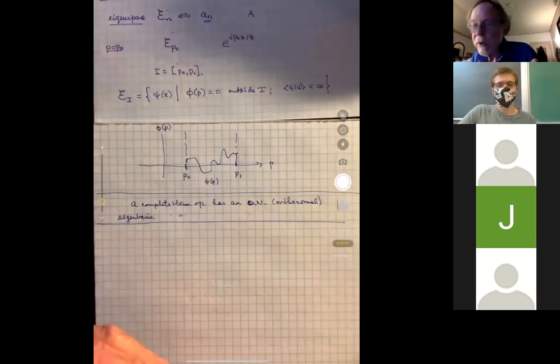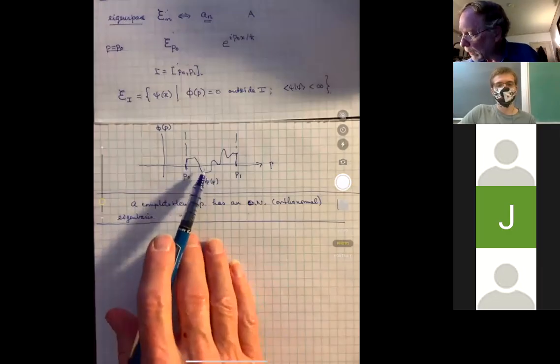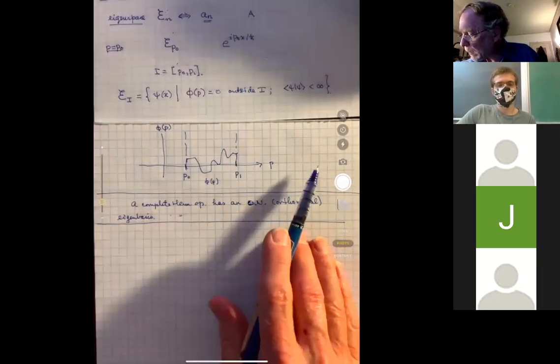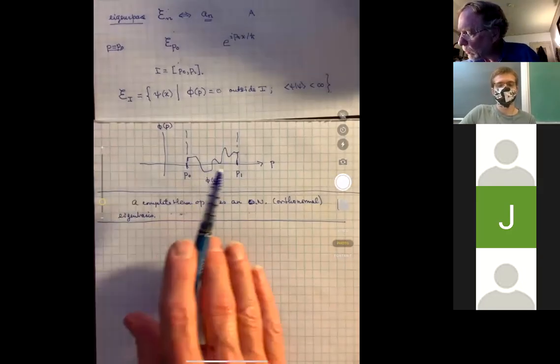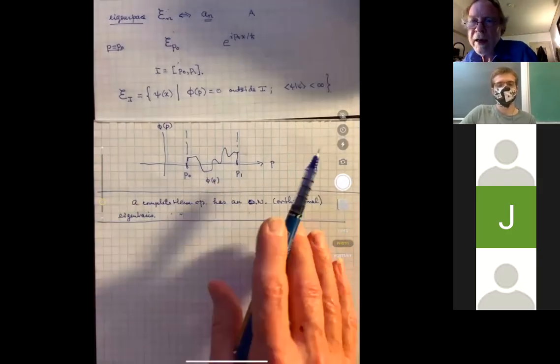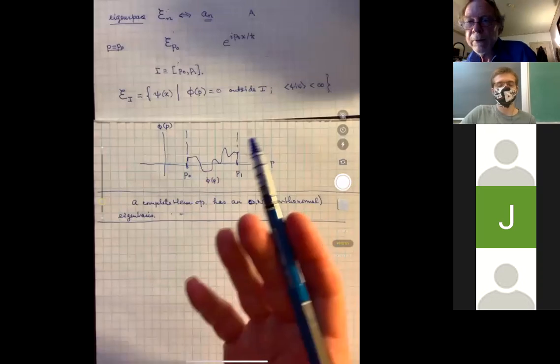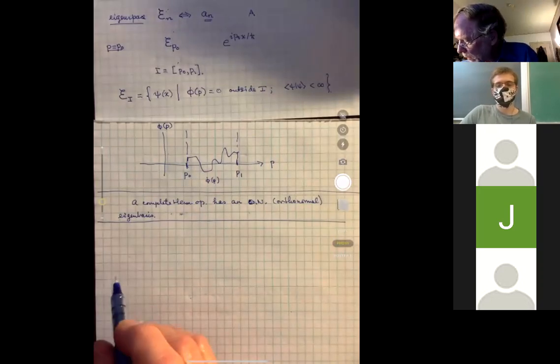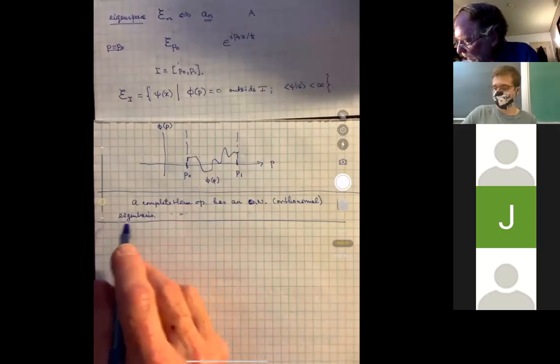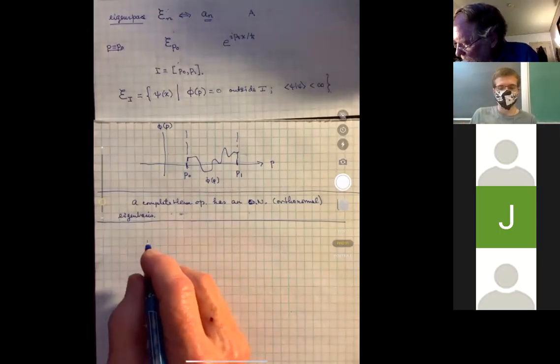Clearly, I could take any momentum space wave function and break it up into a sum of terms that were non-zero on just one of each of the intervals and add them up, and I'd get the whole thing. You can do that. So I think that's the intuition of this.